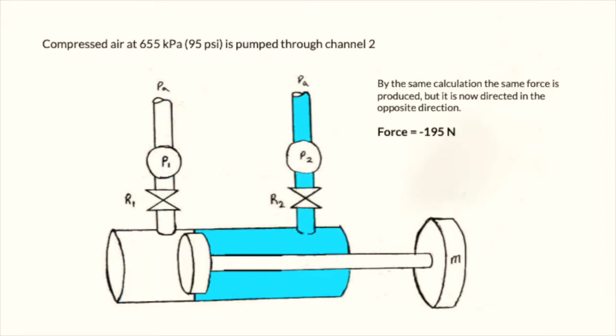Compressed air at the same pressure is pumped through channel 2, driving the piston backwards in the negative x direction.